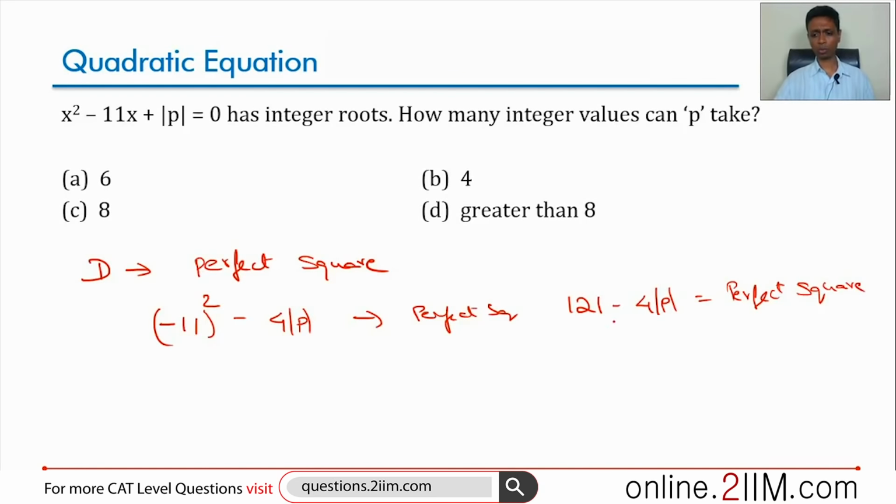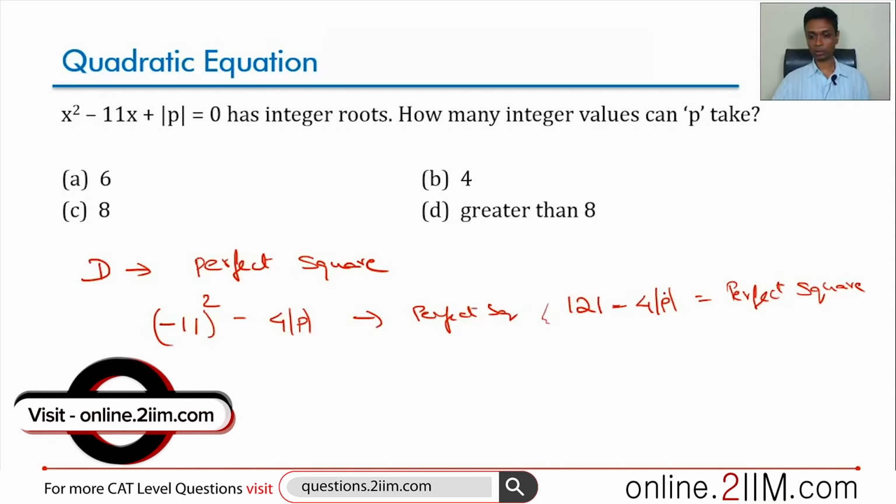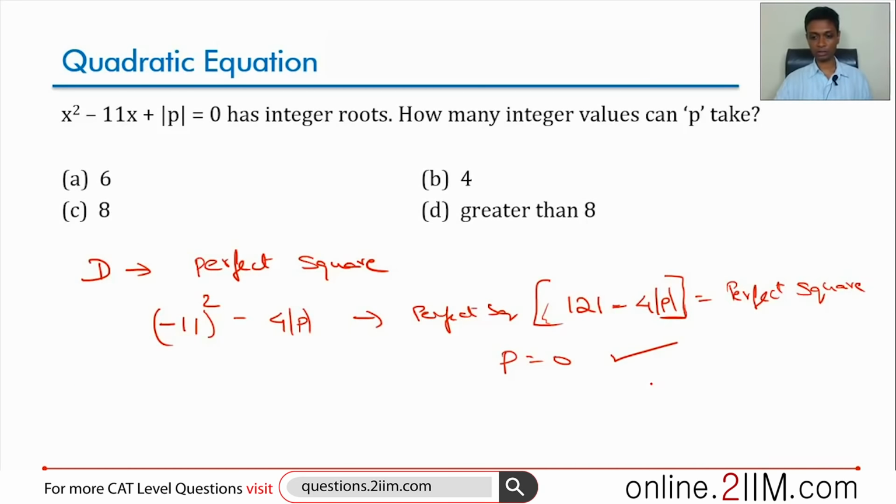Very simple. So minus 4 mod p. 4 mod p is always greater than or equal to 0. So we have to have this number, 121 minus 4 mod p, to be a perfect square. I'm subtracting an even number from 121. 121 is 11 square. So if p were 0, this will work, the perfect square. If 121 minus 4 mod p can be 9 square, that means 121 minus 4 mod p can be 81, or mod p could be 4. So p could be 0.